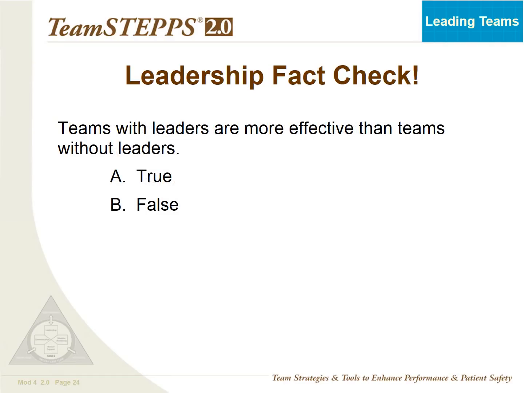Another leadership fact check. Teams with leaders are more effective than teams without leaders. Is that true or is that false? Click the button to find out the answer. That is true. Without leadership, a team flounders to find direction and move efficiently through the work of a team. While leadership can change to different people at different points in the work of the team, good leadership is essential to good teamwork.